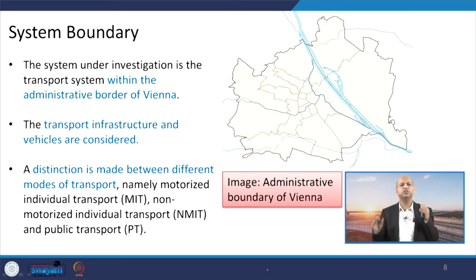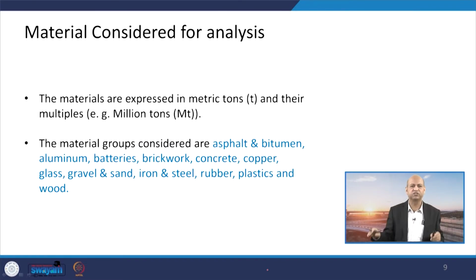And then this transportation infrastructure and vehicles are considered, okay. And a distinction between different modes of transport, like motorized individual transport, MIT, and then non motorized individual transport, NMIT or NMT, and public transportation. So, this kind of distinction has to be made, so that we can learn which kind of mode is increasing or which kind of mode is decreasing, and their impacts on material utilization. So, a clear picture emerges when we categorize in this fashion.